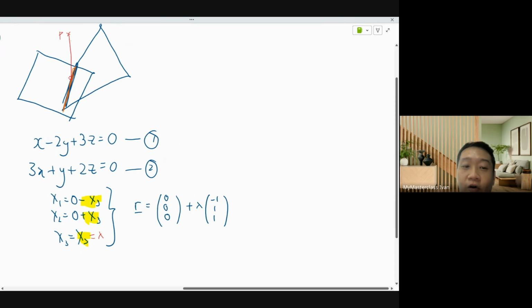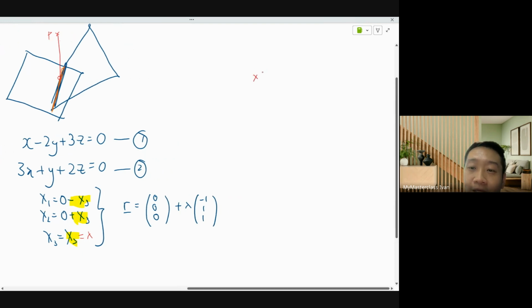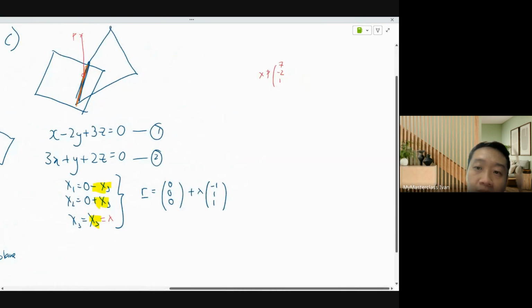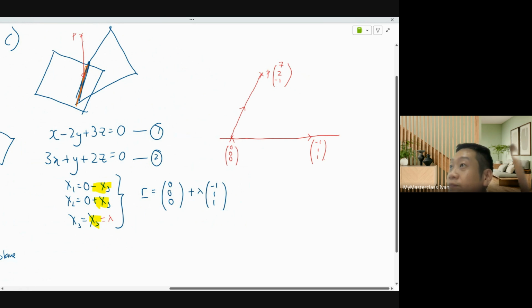So the question is asking, what is the distance from P, which is 7, minus 2, 1, to this line? I always draw the line and the point the same way. The line passes through 0, 0, 0 with direction minus 1, 1, 1. What Mr. Ivan tells you is that we always try to form the magic triangle. So draw a hypotenuse here. This is OP.